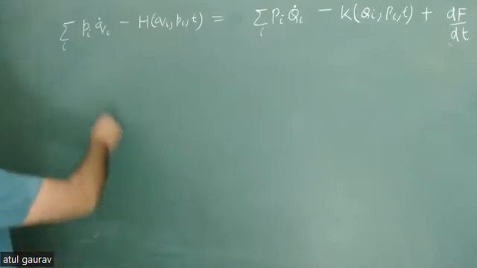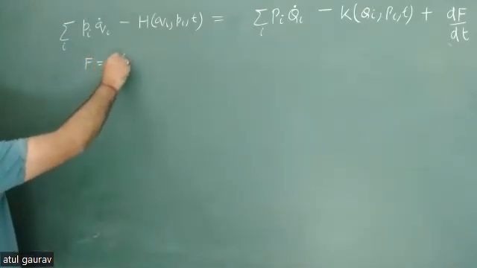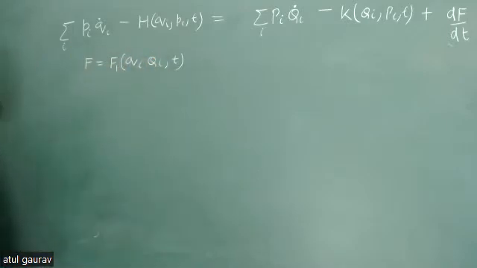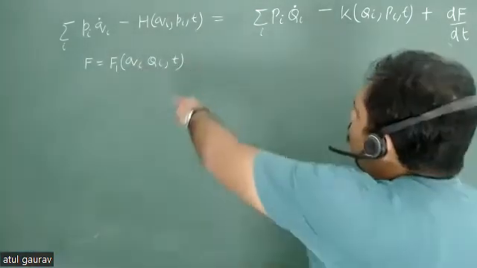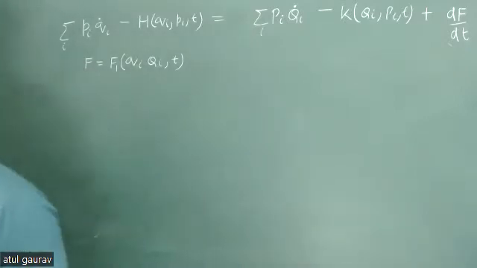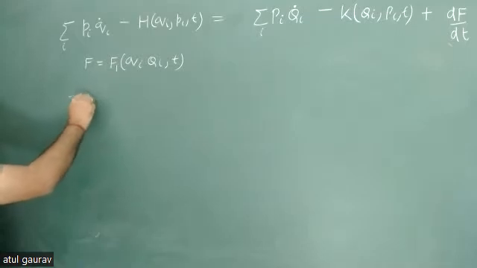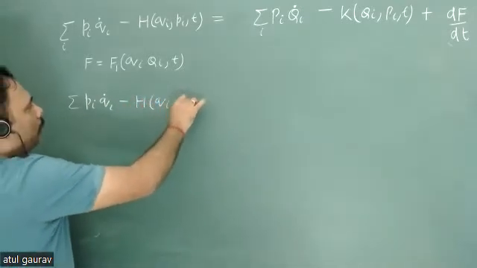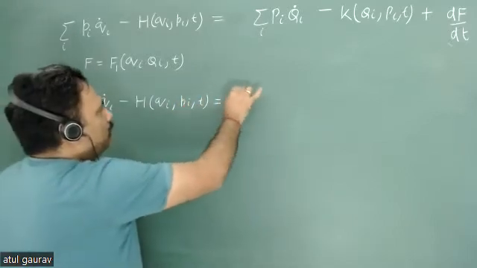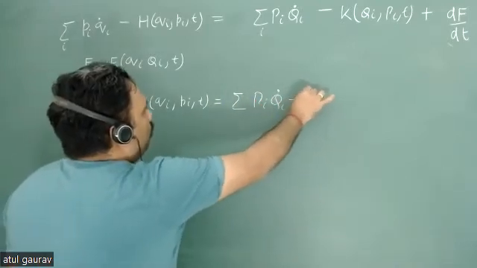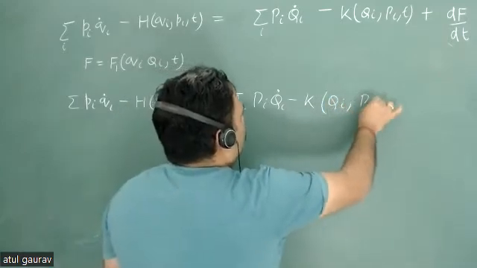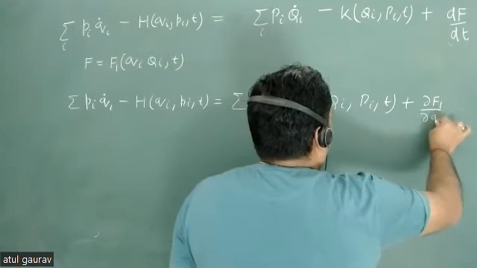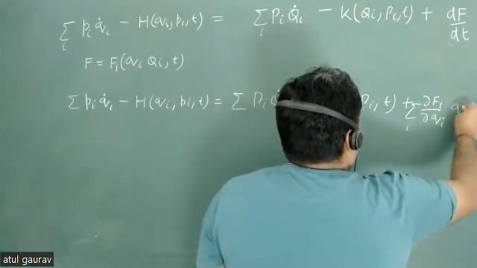So we have to remove it. So F is equal to the F1 type generating function, which is a function of the old coordinate, the new coordinate, and it may be a function of time. This is your F1 type generating function. This F1 type generating function is going to satisfy this one. So if it satisfies this, then what you have is pi qi dot minus h of qi, pi and t, and this is equal to pi qi dot minus k, this is qi, pi, t, plus del f1 upon del qi, summation over i, qi dot.